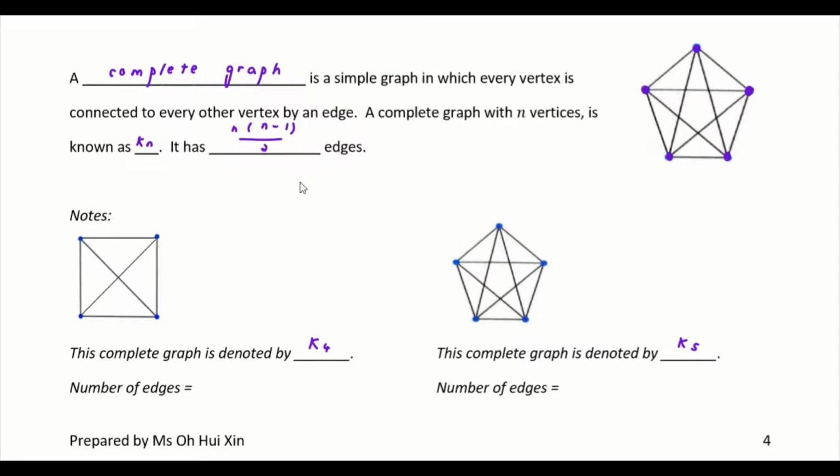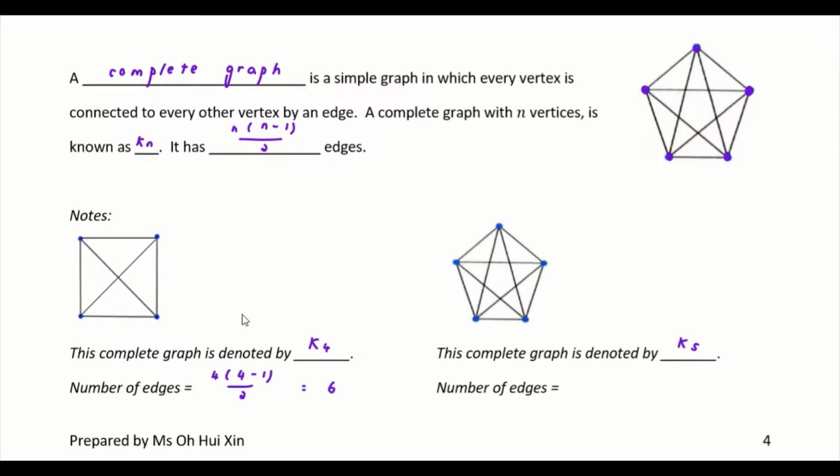Let's see how we can use it. This complete graph has 4 vertices, right? So let's substitute n as 4. So 4 times (4 minus 1) divided by 2. We have 4 times 3, which is 12. 12 divided by 2, we get 6. Let's check with the graph that we have. Are there 6 edges here? 1, 2, 3, and then 4, 5, and 6. So it's correct. A complete graph with 4 vertices will always have 6 edges. That's the idea.